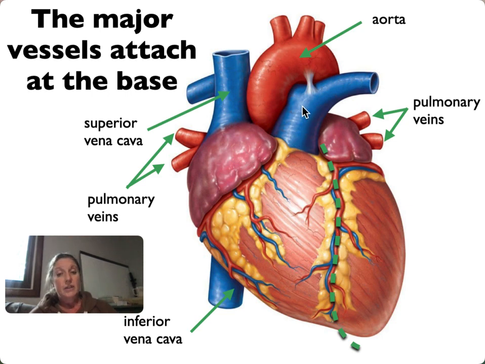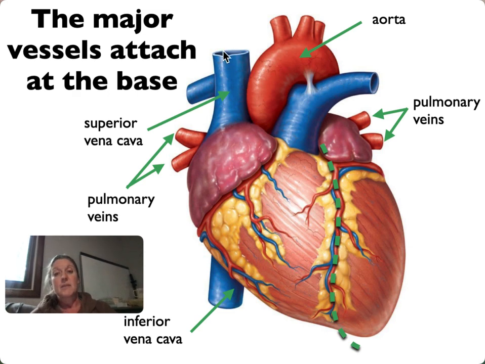The blue vessel that we see here, this is called the pulmonary trunk, and it branches into the left and right pulmonary arteries. Pulmonary, once again, means lungs. Artery is carrying the blood away from the heart. So this vessel is taking oxygen poor blood to the lungs where it can get oxygen.